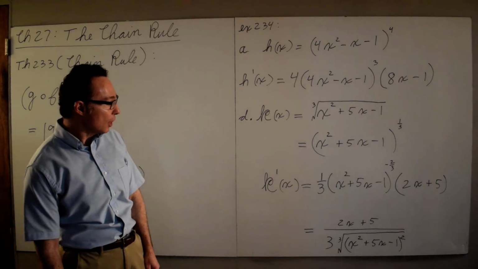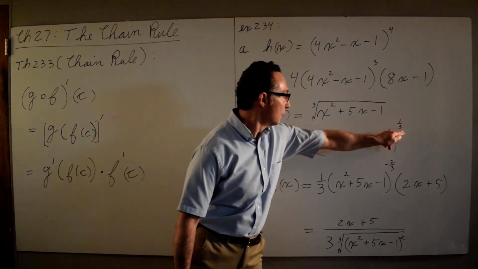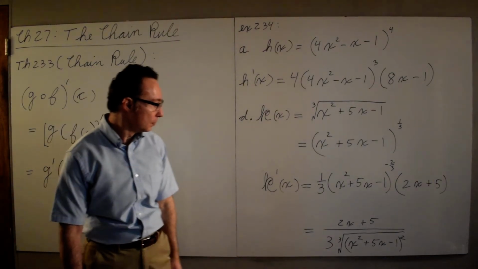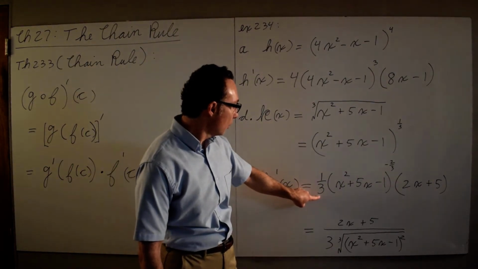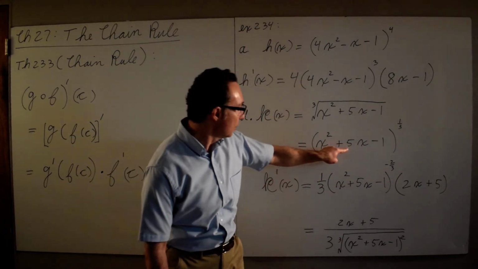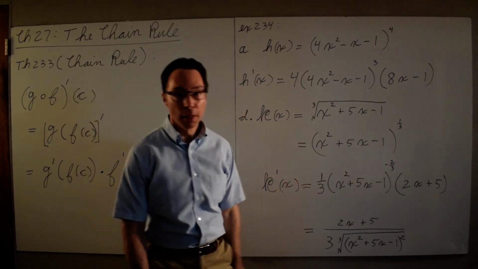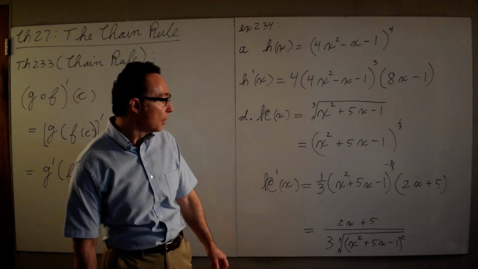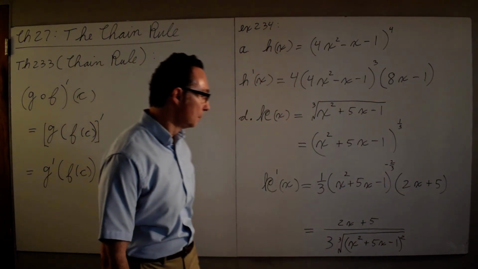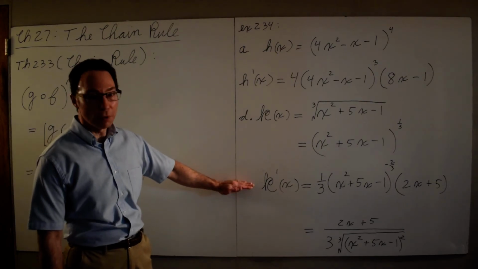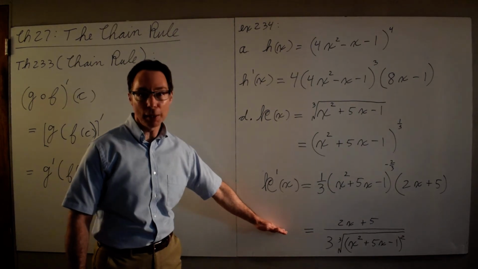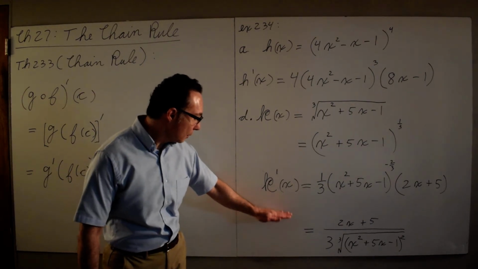So the outside function, we have the cube root, or to the 1/3 power. So we use the power rule. So we multiply by 1/3, decrease the exponent by 1. Leave the inside function alone. Then for the next step, we multiply by the derivative of the inside function, which is 2x plus 5. So this is our derivative. And then if we want to write this another way, sometimes I say make it a little bit prettier. So we can rewrite it like this.